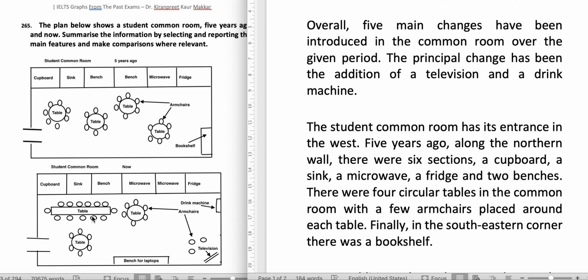5 years ago, along the northern wall. Now, when you have to write about this, this is the northern wall. So along the northern wall, just along the northern wall, there were 6 sections: a cupboard, a sink, a microwave, a fridge, and two benches. There were four circular tables in the common room with a few armchairs placed around each table. Finally, in the southeastern corner, there was a bookshelf. So, this is the southeast corner, and there was a bookshelf here.